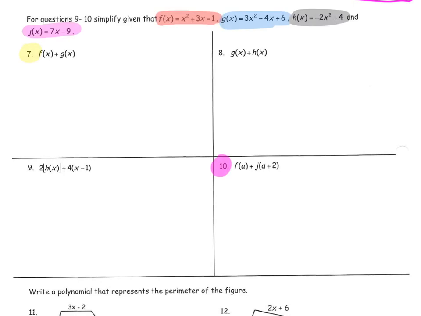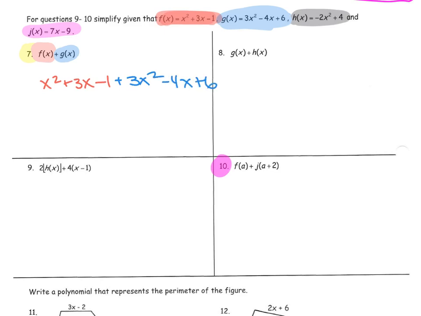All right, so I'm going to do question 7, and you guys are going to do 10. So for question 7, I have f of x, which is in red up here. And then I have plus g of x, which I wrote here in blue. So we're just going to combine like terms. So I'm just going to write them out. We have f of x is x squared plus 3x minus 1 plus 3x squared minus 4x plus 6.